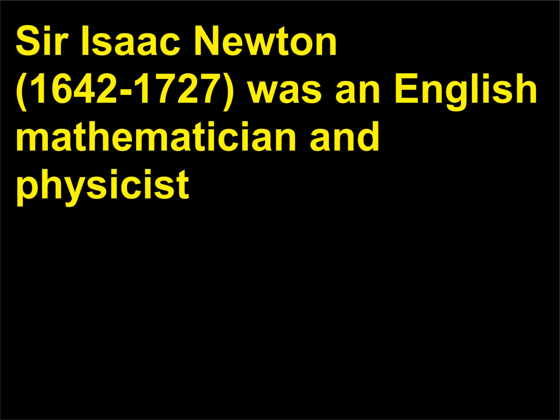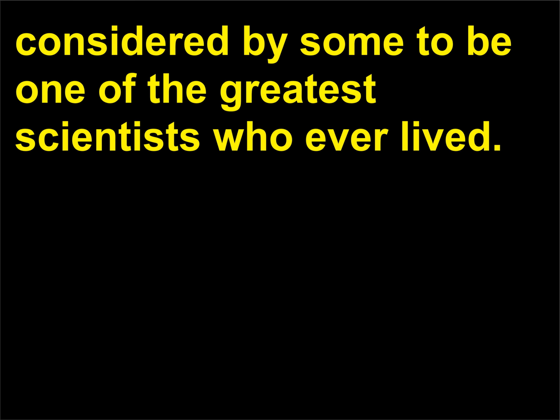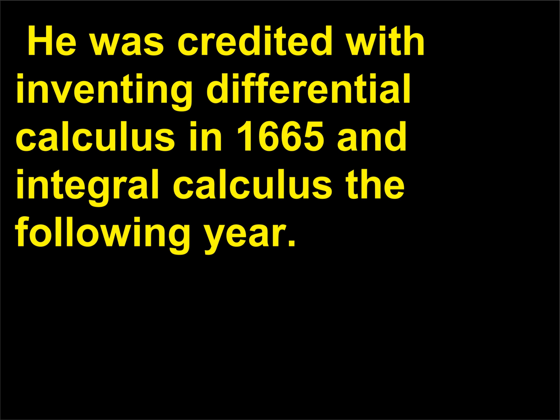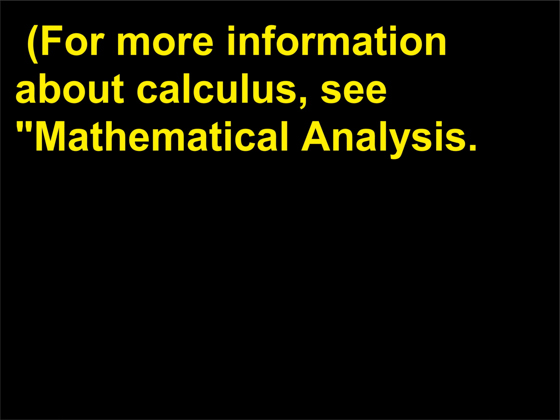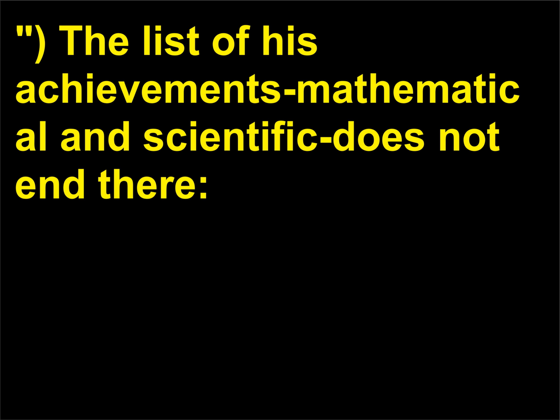Sir Isaac Newton, 1642 to 1727, was an English mathematician and physicist. Considered by some to be one of the greatest scientists who ever lived, he was credited with inventing differential calculus in 1665 and integral calculus the following year. For more information about calculus, see mathematical analysis. The list of his achievements, mathematical and scientific, does not end there.